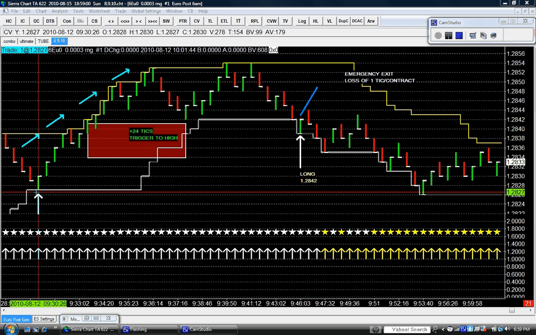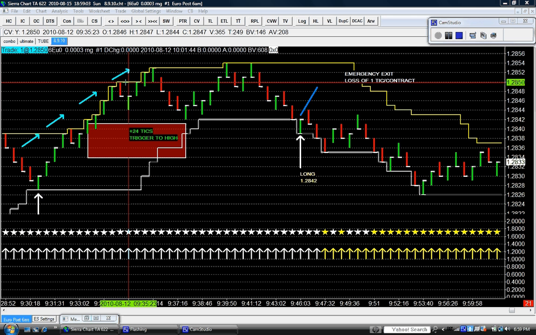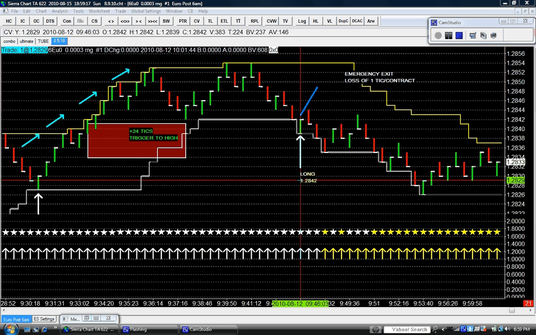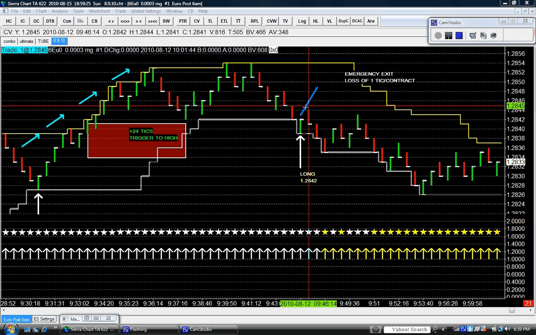Now you can see here's another emergency stop right here. Bar came down and touched the white channel, closed on its high, and both flow indicators were white. So we had a clear signal to go long. Very next bar, however, was down. So we exited immediately. That was a 1 tick per contract loss. And you can see the market just continued to go against that long position if we had stayed in it.